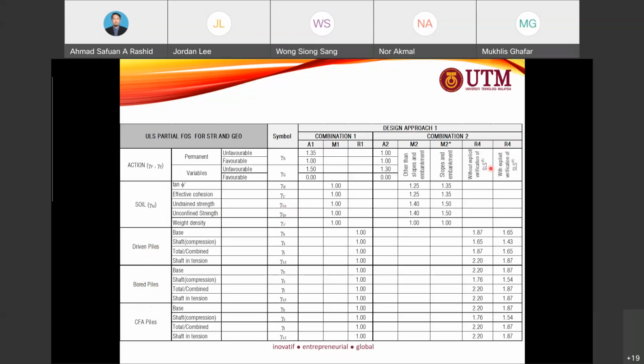So for the R4, they mention here without explicit verification of SLS. So if we do not do any monitoring on the service limit or calculation on the service limit, we may use the R4. And if you do any calculation for the SLS, so we need to use the R4 for this section.